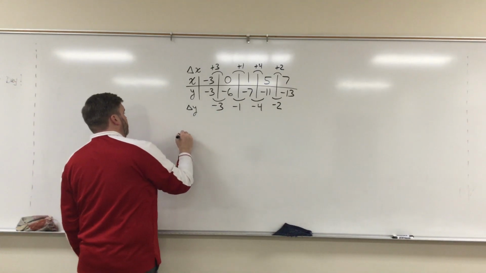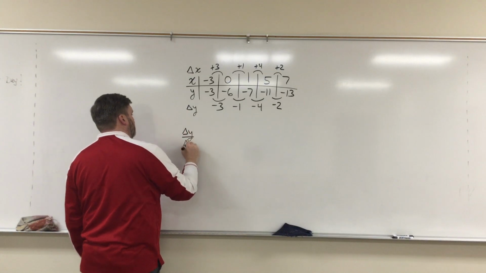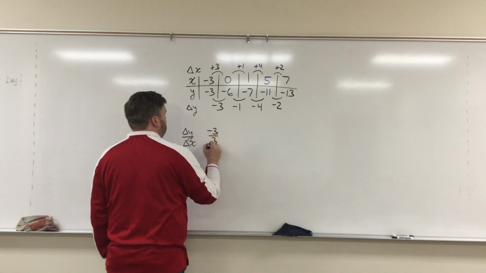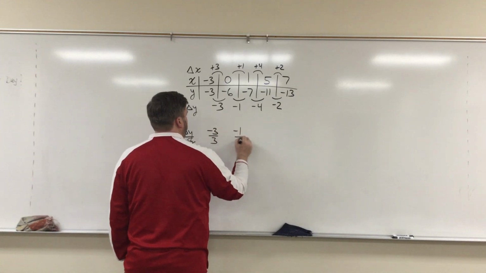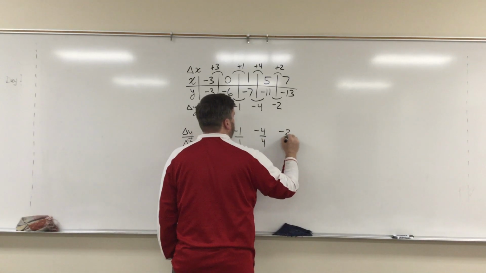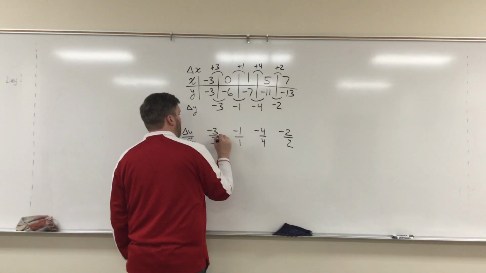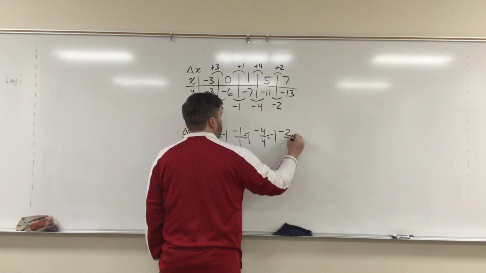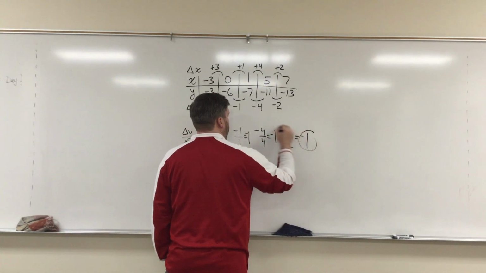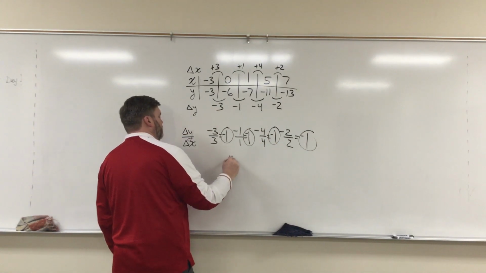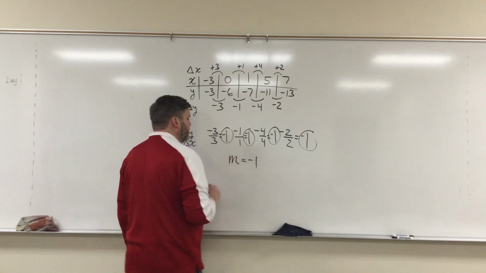So let's look for our rate of change. Change in y over change in x. That's -3 over 3, -1 over 1, -4 over 4, and -2 over 2. All of these simplify to -1. -1, -1, -1, -1. That means our slope is -1.